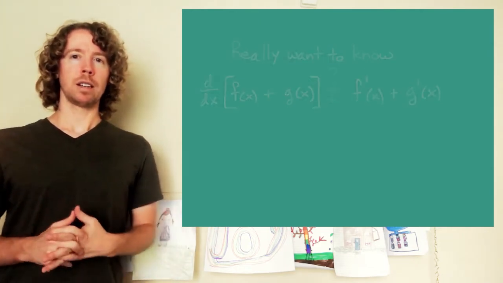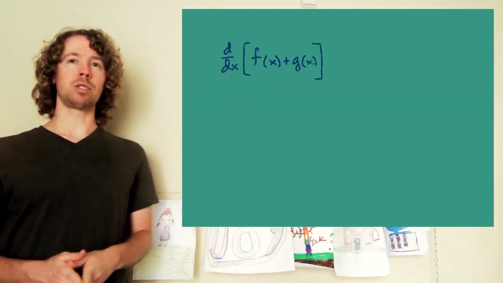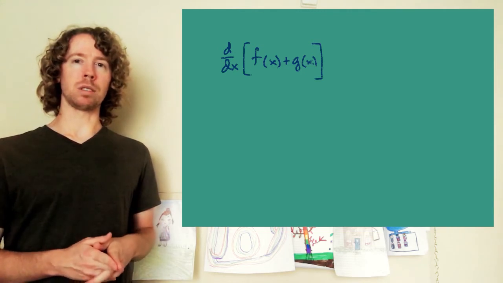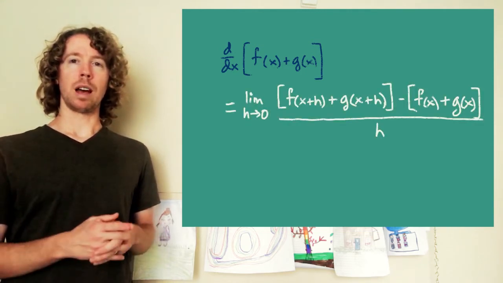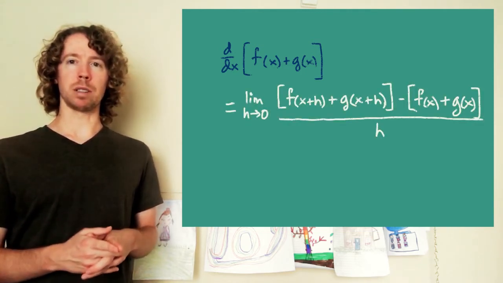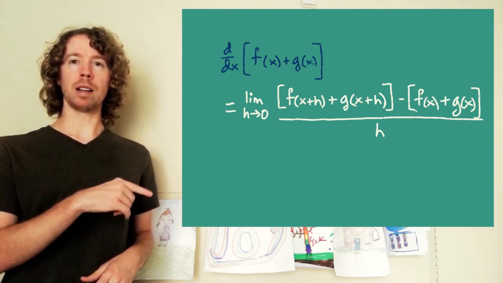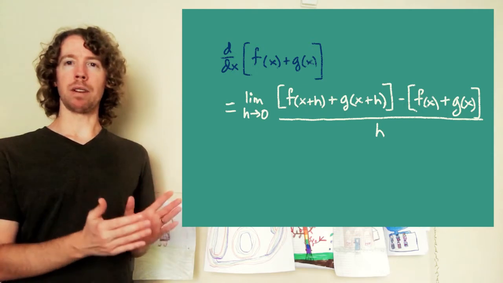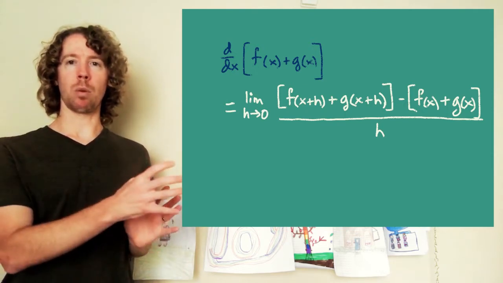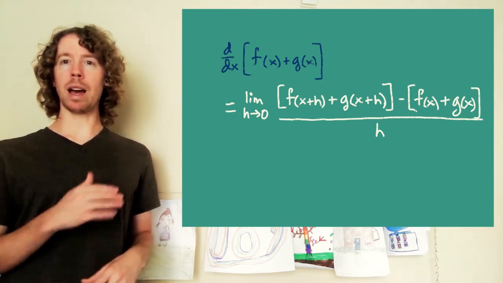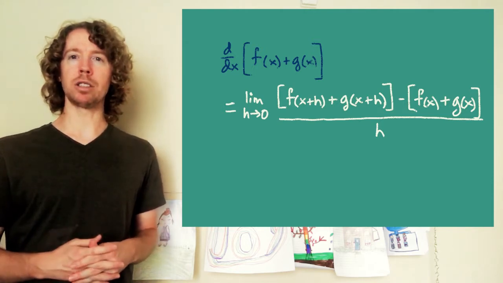So let's do that. The derivative of f of x plus g of x is the limit as h goes to 0 of f of x plus h plus g of x plus h. That's the y2. And then we need minus y1. So minus, and then in parentheses, f of x plus g of x. That's our y1. Divided by x2 minus x1, which is the h.